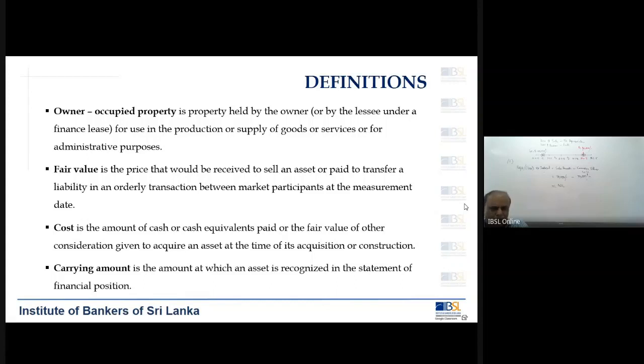So please remember, these definitions have to be memorized, or you have to keep on writing them down and remembering them, because definitions can be asked in your question paper. Sometimes I have seen they want you to write a brief description about these items, and that comes in as part of the essay type questions, where you have to define or write a brief note on those items. So wherever we learn definitions in accounting standards, you have to remember those.